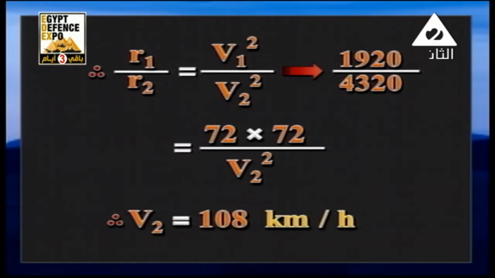In this case, the relation R1 over R2 equals V1 square over V2 square. From the given, the resistance is proportional to the square of the velocity of the train.